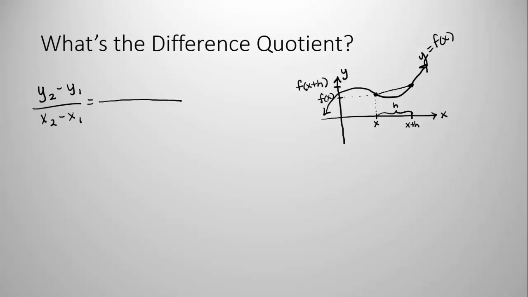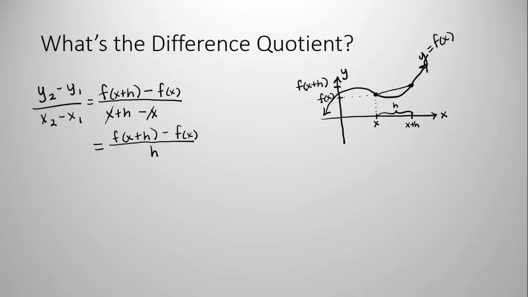My second y coordinate in this case is f of x plus h. And we're going to subtract the first y coordinate, which was f of x. All right, the second x coordinate is x plus h. And from that, we're going to subtract the first x coordinate, which was just x. We can simplify this a little bit. Can't do anything in the numerator, so it's just f of x plus h minus f of x. But in the denominator, the x's cancel out, and we're left with just h.